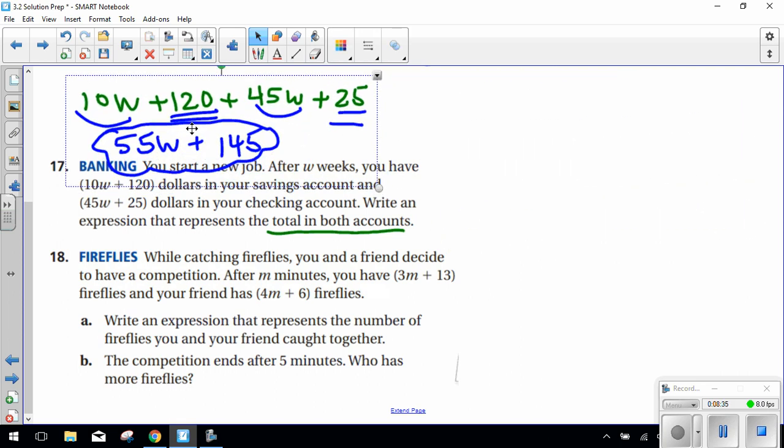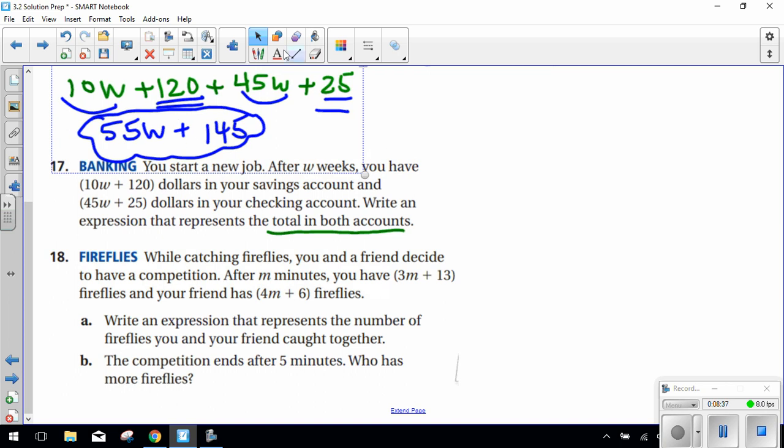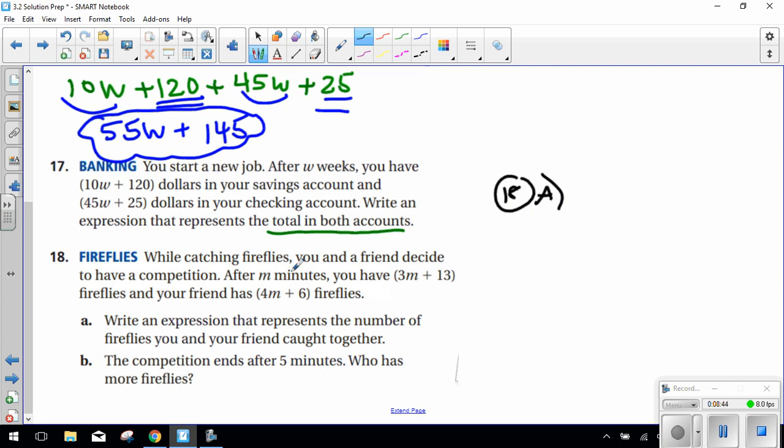Okay. Just making some room here for number 18. So let's take a look at number 18. So part A. While catching fireflies, you and your friend decide to have a competition. After M minutes, you have 3M plus 13 fireflies, and your friend has 4M plus 6 fireflies. Write an expression that represents the number of fireflies you and your friend caught together.